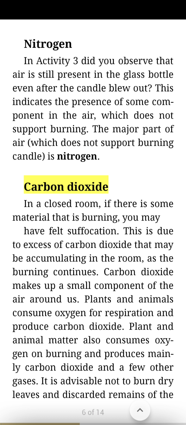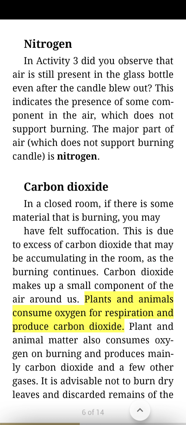Carbon dioxide. In a closed room, if there is some material that is burning, you may have felt suffocation. This is due to excess of carbon dioxide that may be accumulating in the room as the burning continues. Carbon dioxide makes up a small component of the air around us.